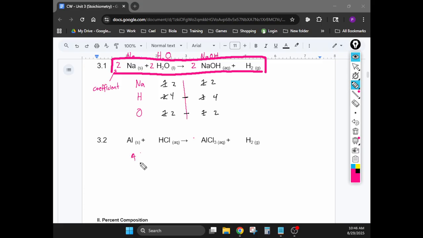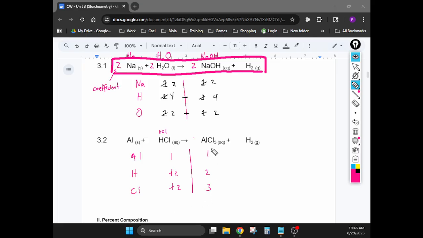So we got aluminum, we got hydrogen, and we got chlorine. Left side we got 1, 1, and 1. And then on the right side we have 1, 3, and 2. Okay. So first thing you're going to notice is that the hydrogen and the chlorines are not balanced. So if we add another one right here, that's going to change our numbers to 2 and 2.